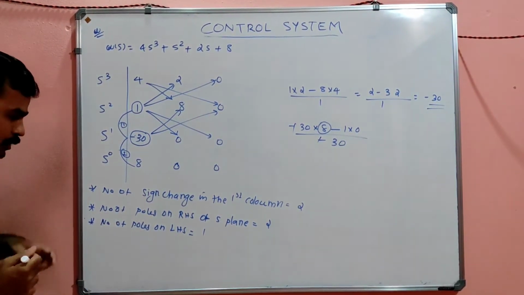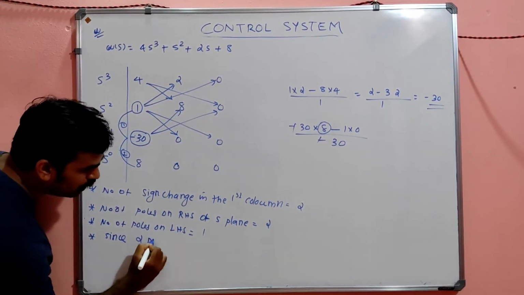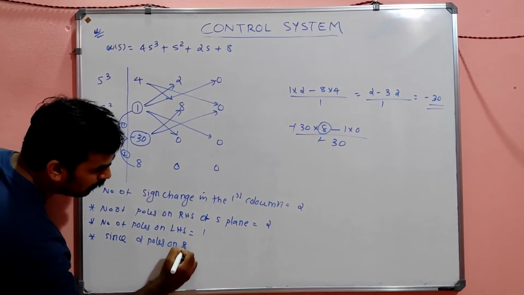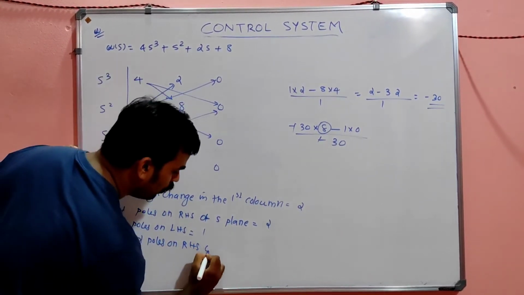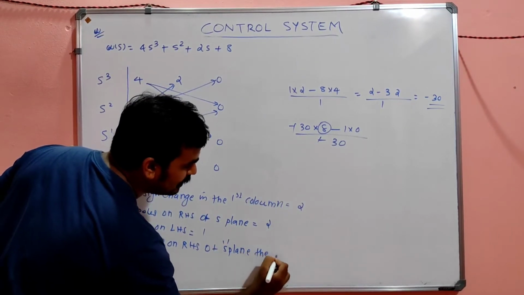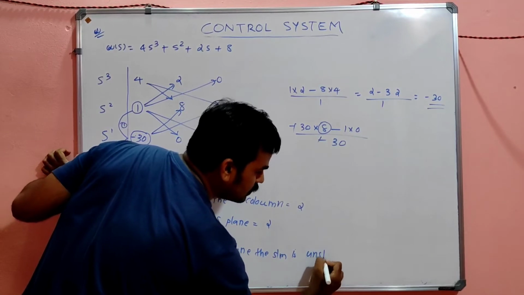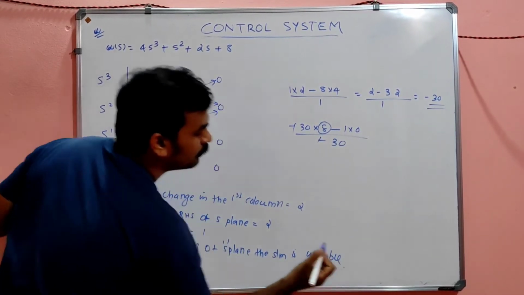Okay. So since 2 poles are on RHS of S plane, the system is what, my dear? Is the system stable or unstable? The system is unstable.